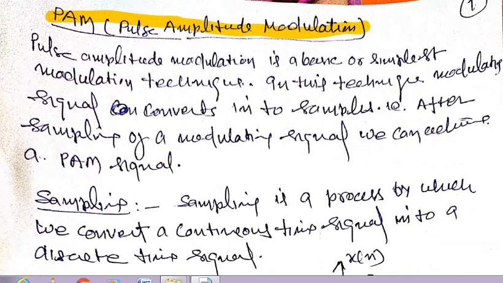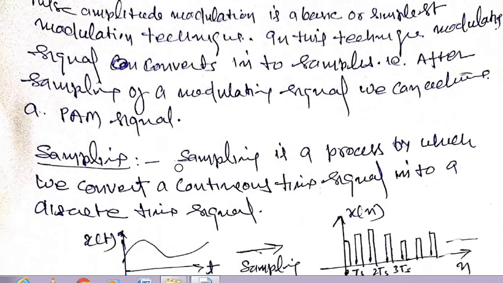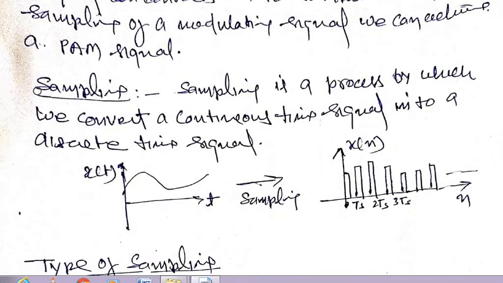In pulse amplitude modulation, the pulse amplitude is varied according to the modulating signal. This is the basic, simplest modulation technique of pulse modulation. In this technique, the modulating signal is converted into samples, and after sampling the modulating signal we can achieve a pulse amplitude modulated signal. Now first we will see what sampling is.